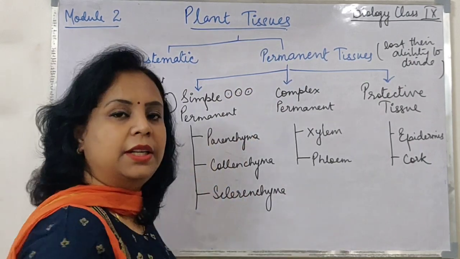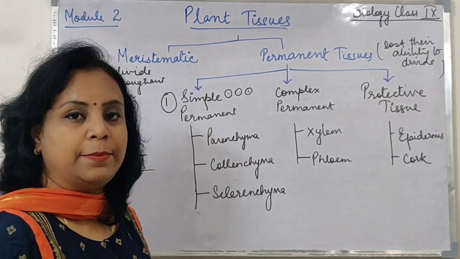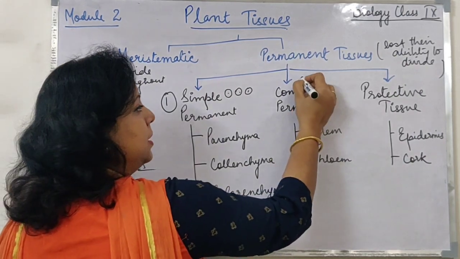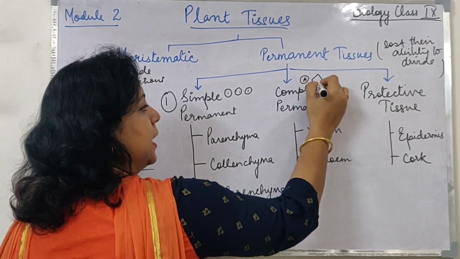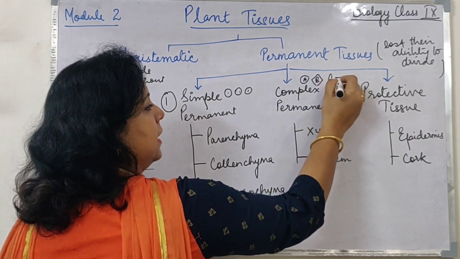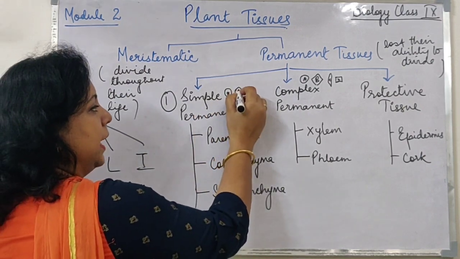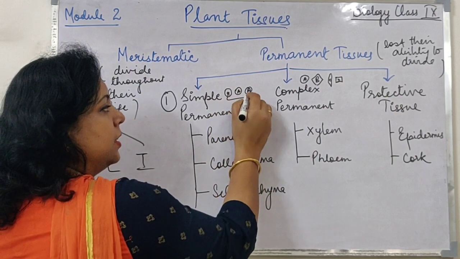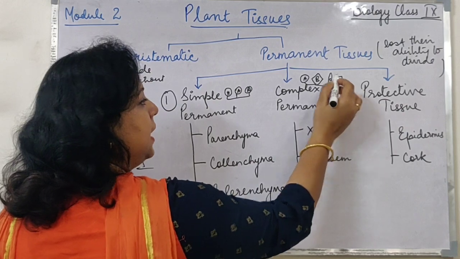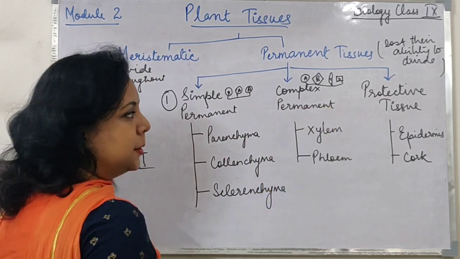The complex permanent tissues are the ones in which there may be two or more types of cells which are together performing some specific function. For example, this is cell A, this is cell B, this is cell C, and this is cell D. In the simple tissue they are all A types, grouped together to perform some specific function. Over here these A, B, C, D group together to perform some specific function. So this is the main difference.